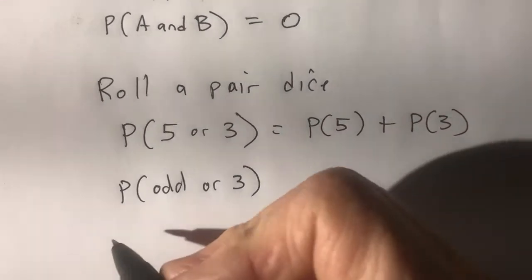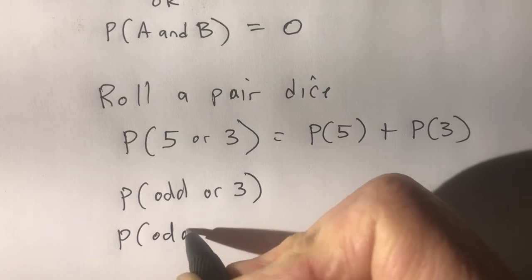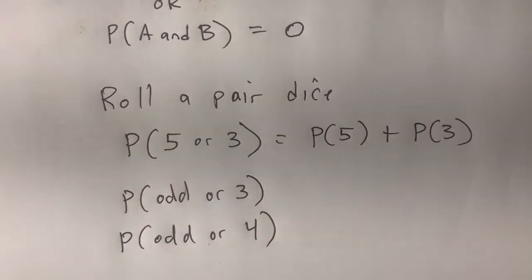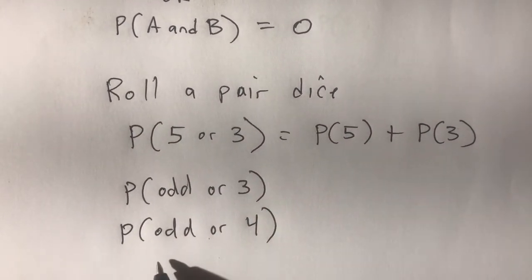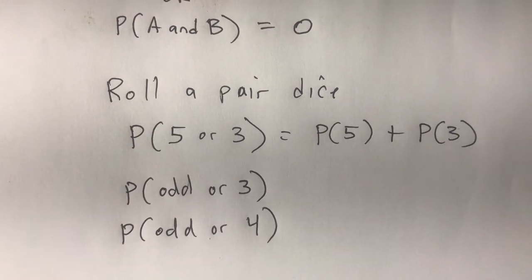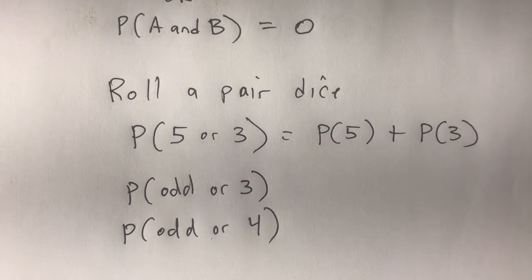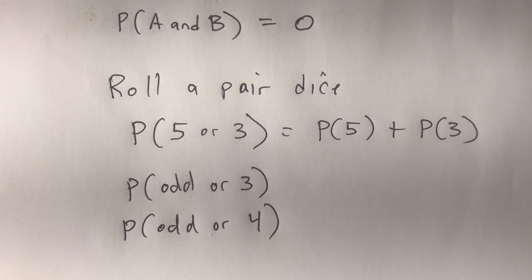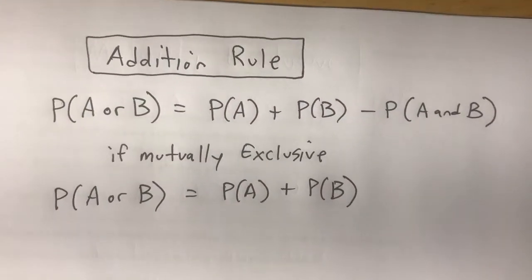Let's go back to this right here. What's the probability that I get an odd or a 4? Okay, now these are mutually exclusive because an odd number and being a 4 are two different things, and you can't do both of those. So these are mutually exclusive. Okay, now here's the addition rule.